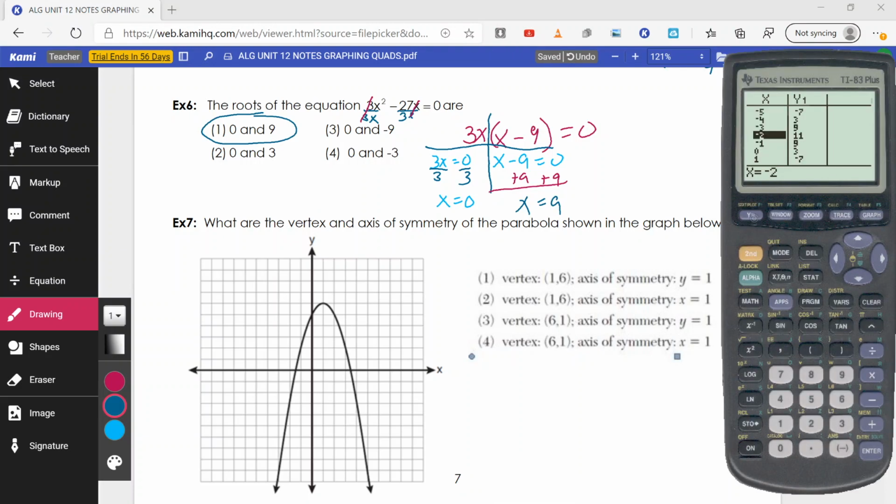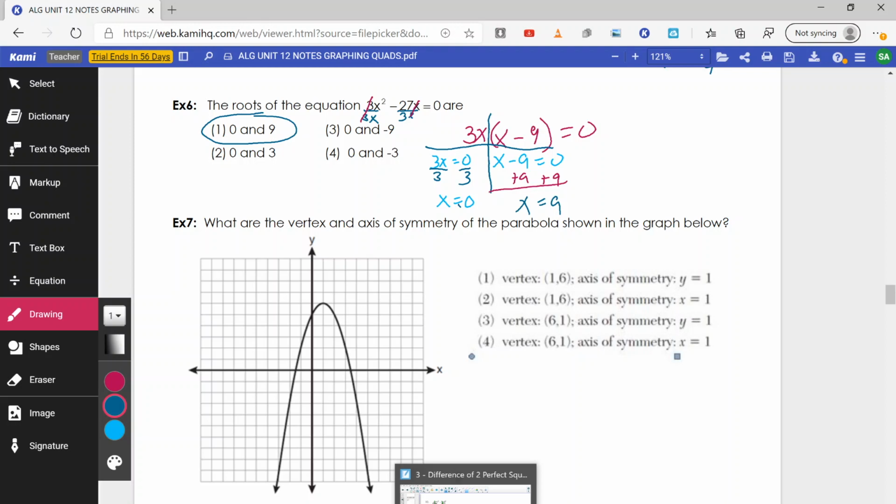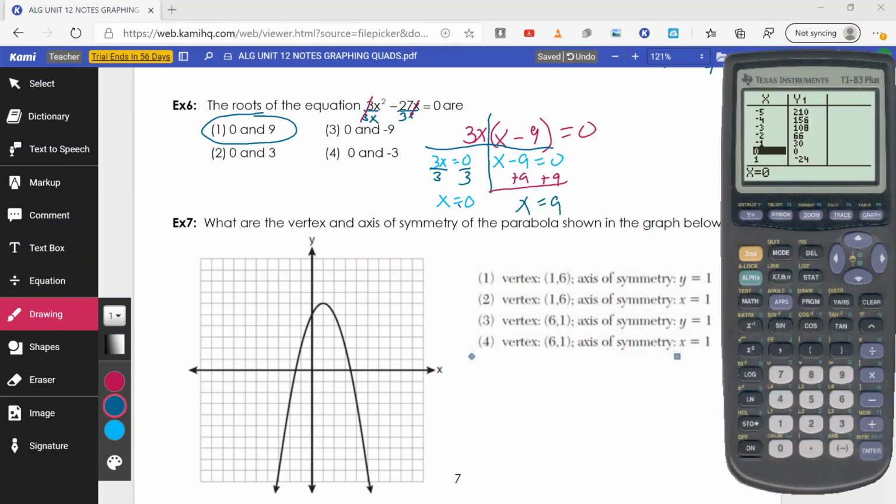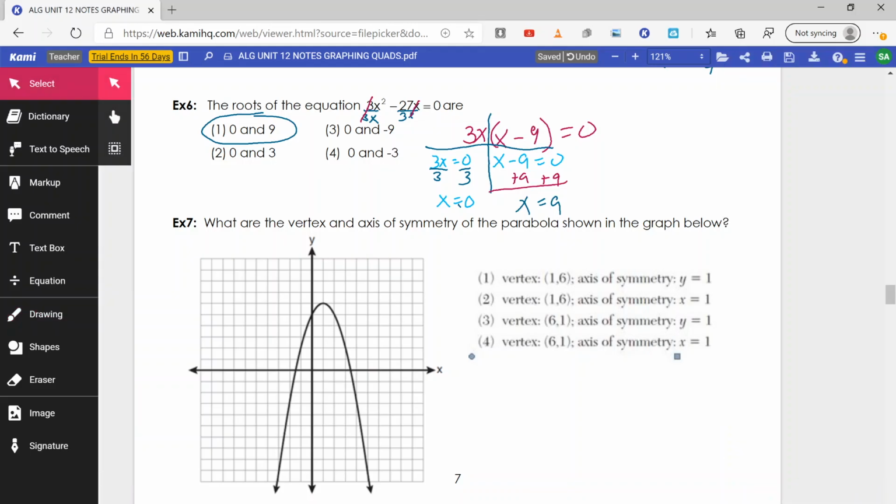Now with the calculator, we could have gone to y equals, plugged in 3x squared minus 27x, gone to our table, and looked for the x values that give me an answer of 0. So 0 gives me 0, hence x equals 0. And then I look for the other 0. So start wrapping around, and I see 9 gives me 0. So x equals 0, x equals 9. Those are my answers. And then number 7 is just reading the graph.